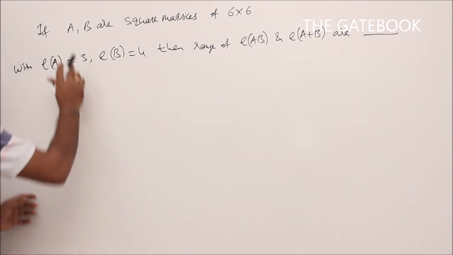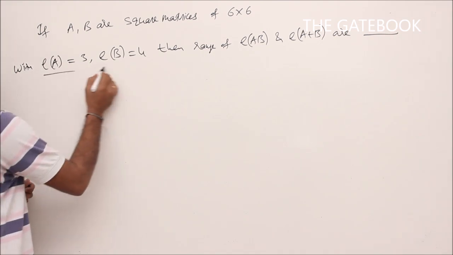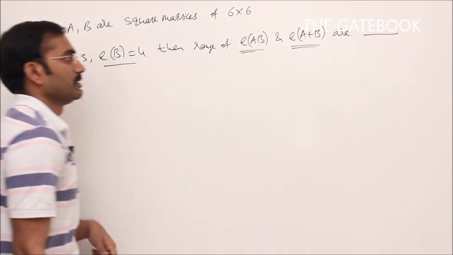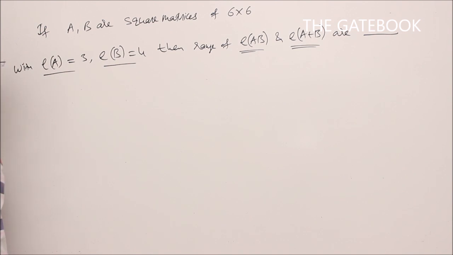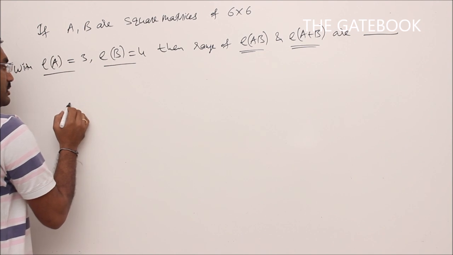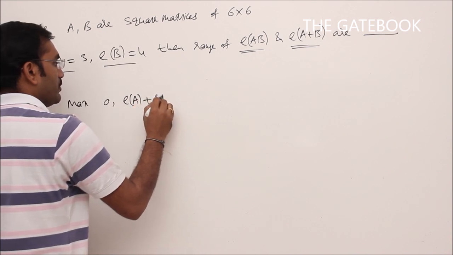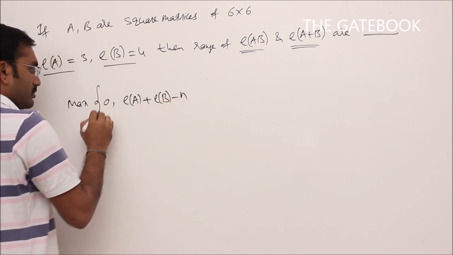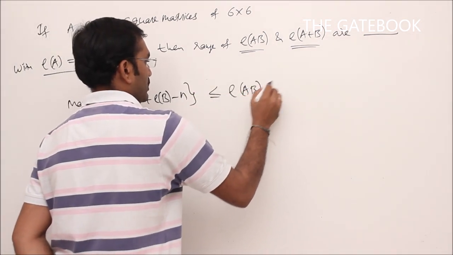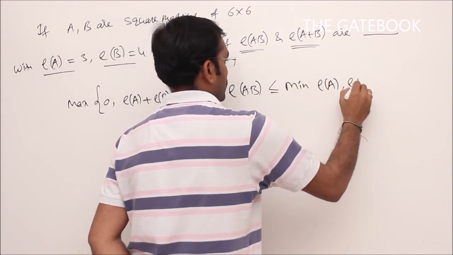Next problem on rank. If A and B are square matrices of order 6 by 6 with rank of A equal to 3 and rank of B equal to 4, find the range of rank of AB and rank of A plus B. To find this we have direct formulas, which I have already given in properties. Maximum of 0 and rank of A plus rank of B minus n is less than or equal to rank of AB, which is less than or equal to the minimum of rank of A and rank of B.